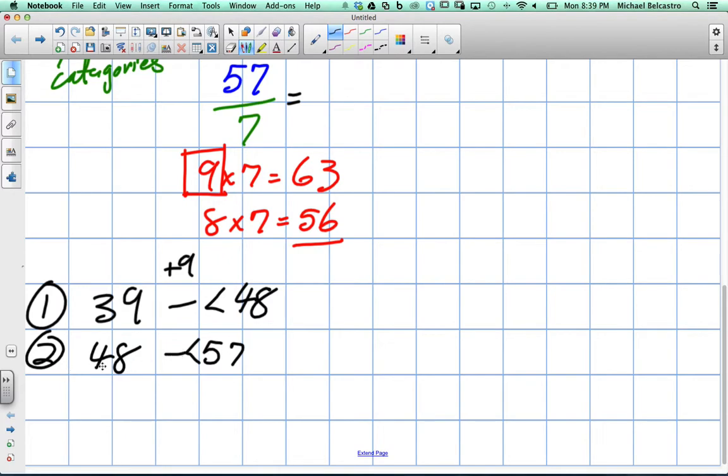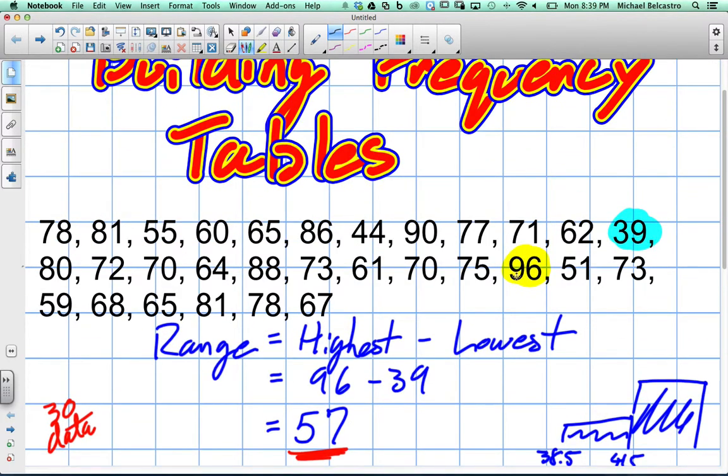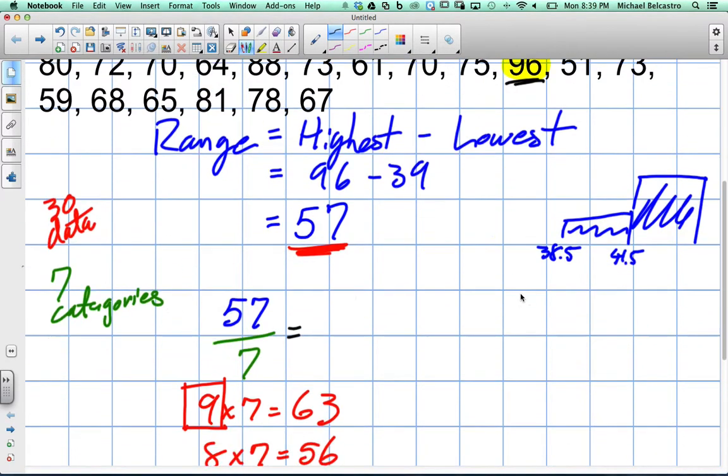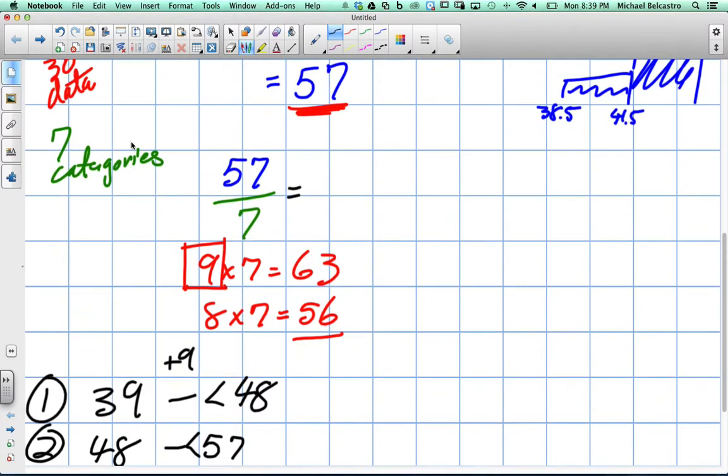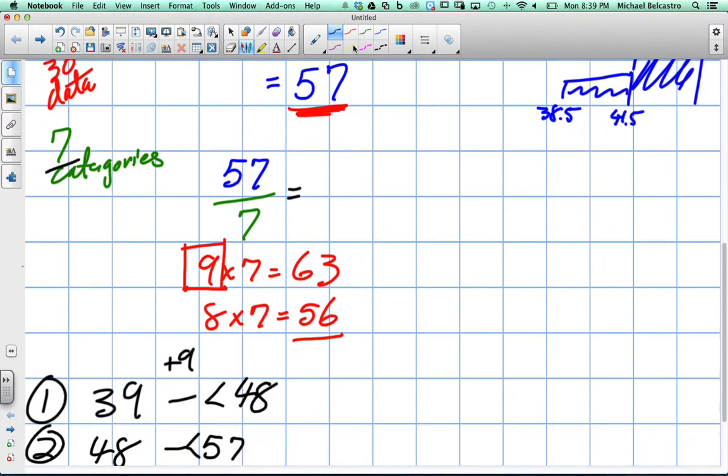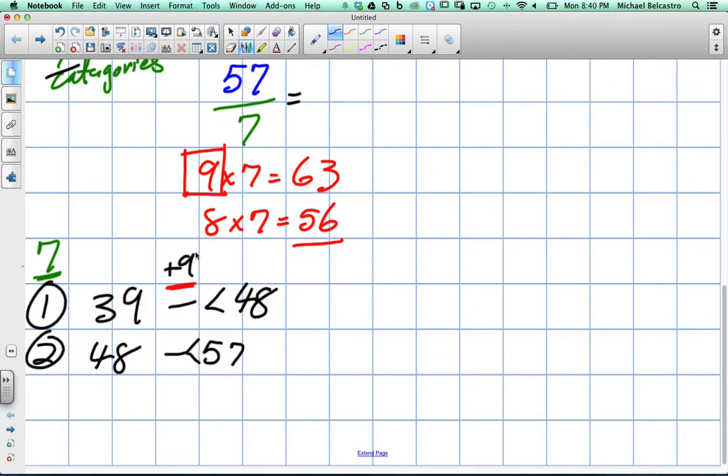Okay, so let's keep going up this way. We know our highest number has to get to 96. Okay, so we said we were going to have 7 categories. So these are my categories. I'm counting them off here. And we said our range was 9, so that's what we're doing here with our range being 9. So let's keep going here. Number 3, we're going to include the number 57, and it's going to go all the way to, we add 9 again, we get 66, and we want it to be less than 66.